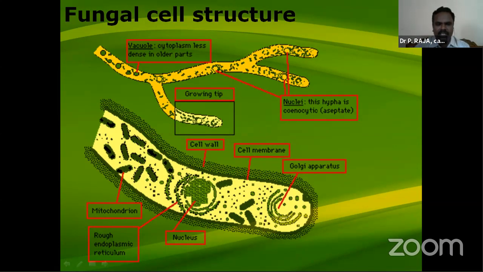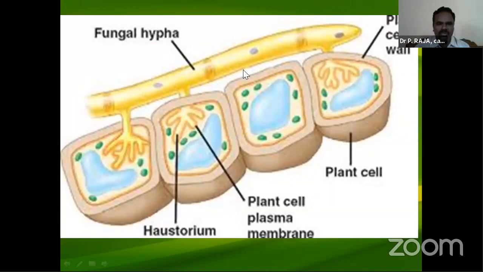And as I said, most of the parasitic mycelium is on the epidermis of the host, and it will insert an absorbing or anchoring organ that we call a haustorium. And the haustorium, you can see, draws the nutrients from the plant cell.